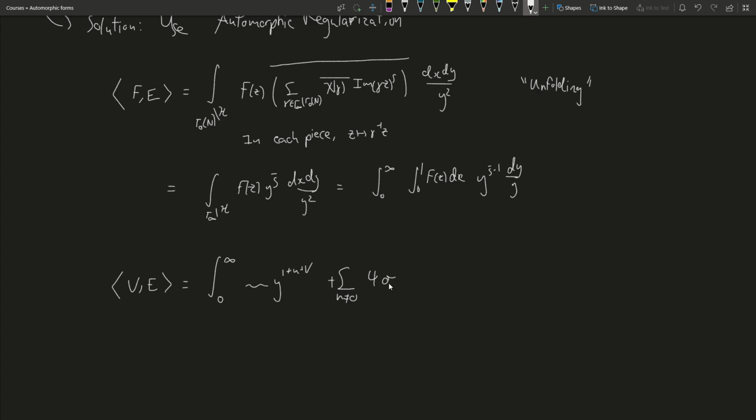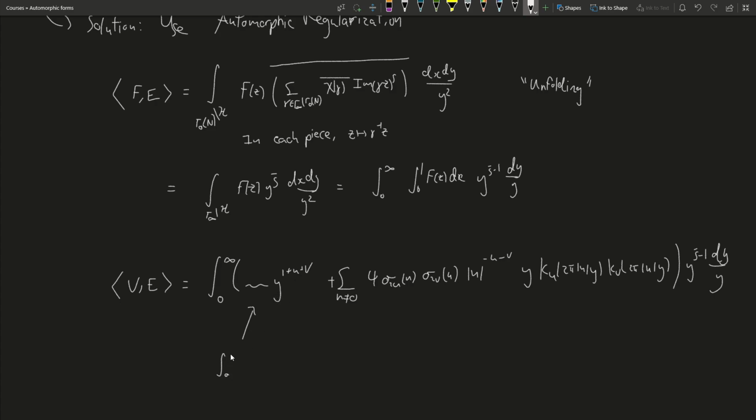It's going to be 4 sigma_{2u}(n) sigma_{2v}(n) n^{-u-v}, and then y K-Bessel_u(2 pi n y) K_v(2 pi n y). And this is always going to be times y^(s bar minus 1) dy over y. And this term is the problem, right?